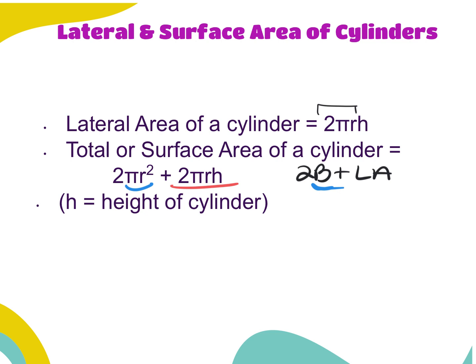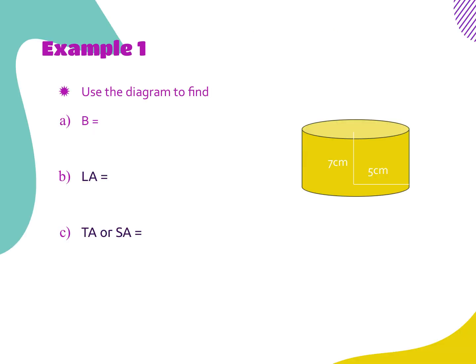What's nice about the cylinders and the cones is the base shape isn't going to change. When it's a cylinder, it's a circle. When it's a cone, it's a circle. So that's what's nice about the cylinder and the cones. It's just a set formula. That capital B doesn't change. Okay, so here is example 1.